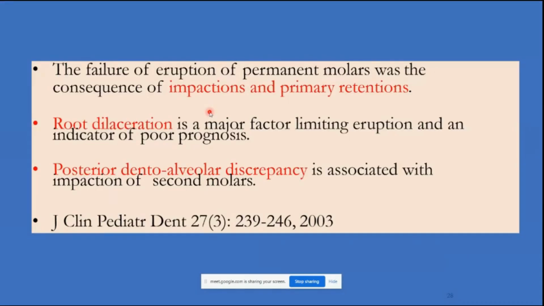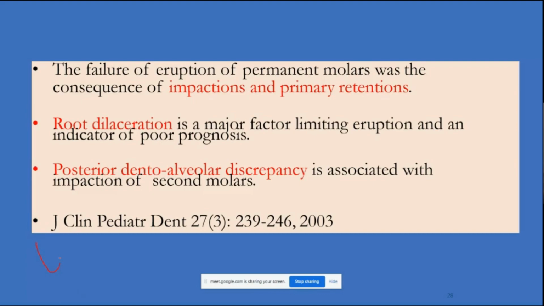Other causes of failure of eruption are impactions. I'll tell you what impactions are. Root dilaceration is another important factor, because the roots are so dilacerated that it limits the eruption, and it is an indicator of poor prognosis. Unless you do something about it, it will not erupt on its own.